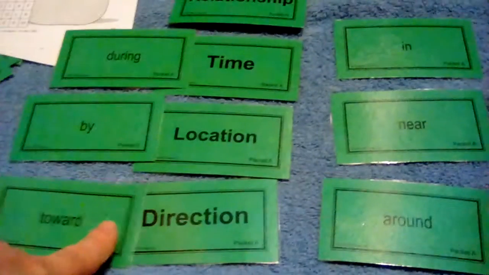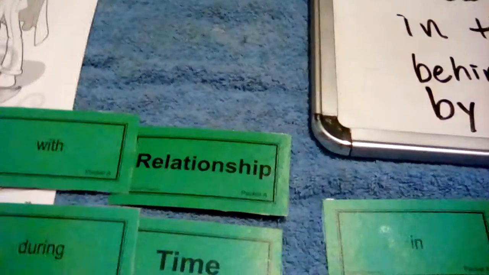Location would be by, right? Remember when the marker was by my foot? The marker was where? By my foot. So that shows location. Direction would be toward, right? I walked toward the mall. Okay? What direction did you go? Toward the mall. And then the relationship would be with. I went to the mall with my friends. With my friends shows a relationship. Who did you go to the mall with? My friends, okay?